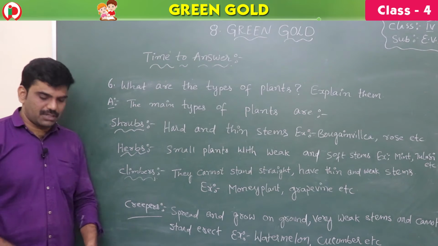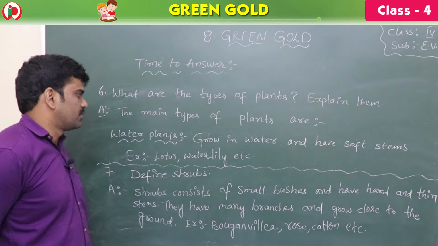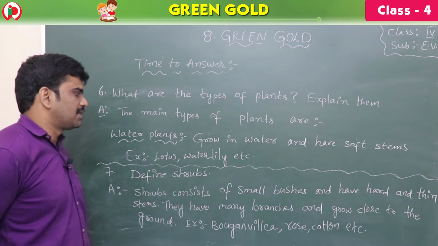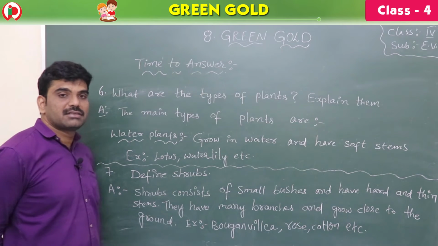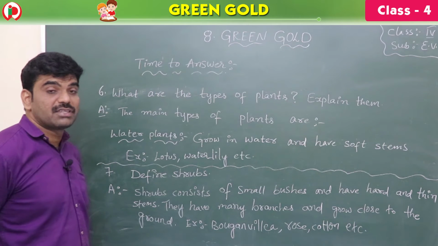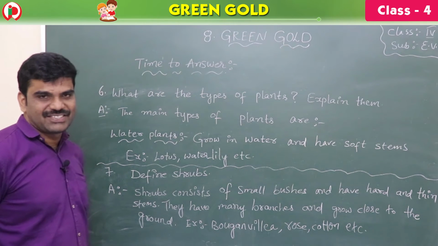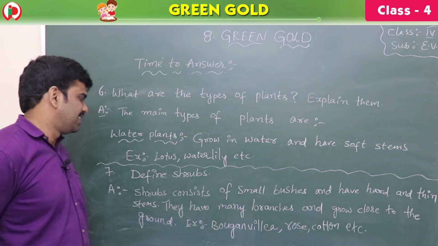What is the fifth type? Water plant. Children, now see the water plants. So herbs, shrubs, creepers, climbers, water plants. These water plants grow in water and have soft stems, children. Examples are lotus and water lily.